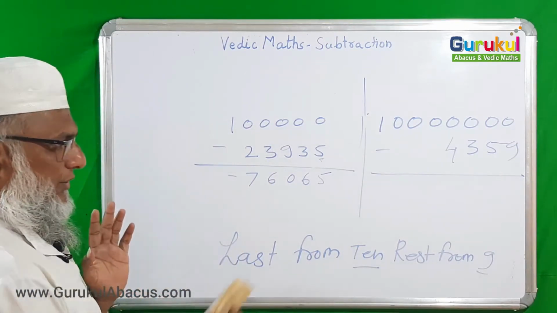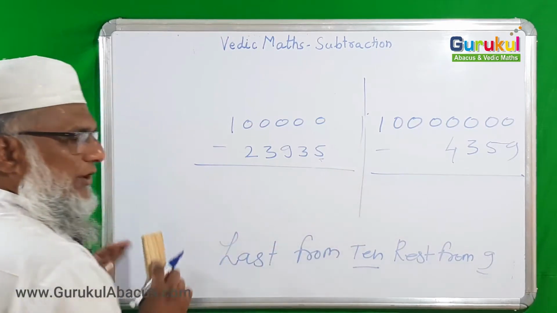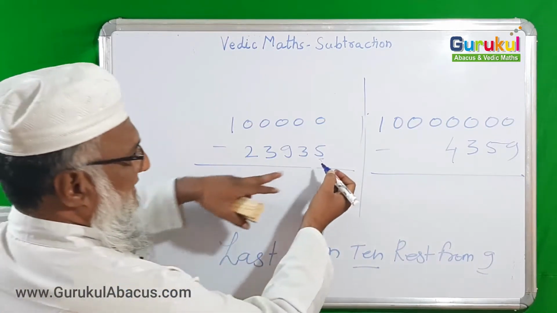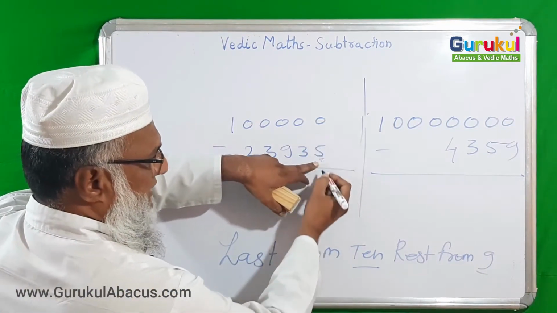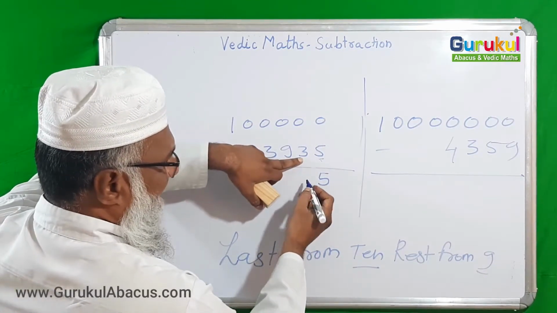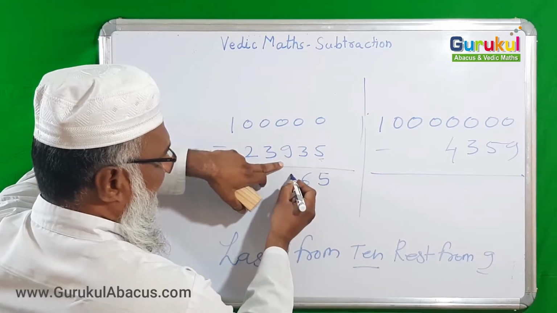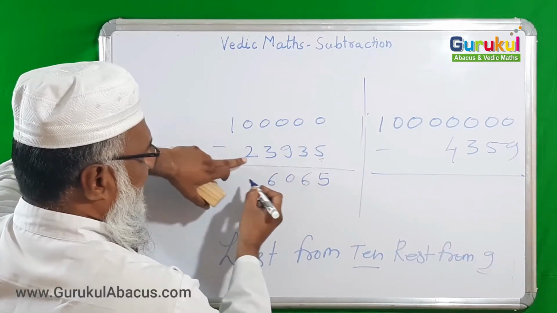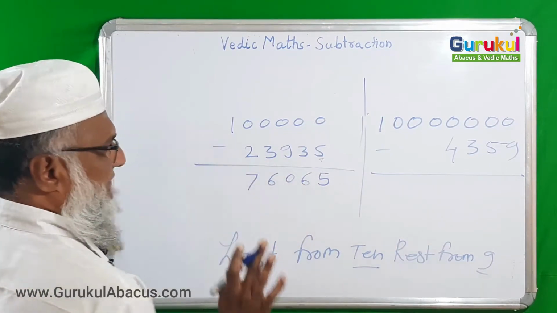Okay, this example we are solving again, so understanding will be easier. Last digit from 10, 10 minus 5, 5. Now all the rest from 9: 9 minus 3, 6; 9 minus 9, 0; 9 minus 3, 6; 9 minus 2, 7. This is our answer.